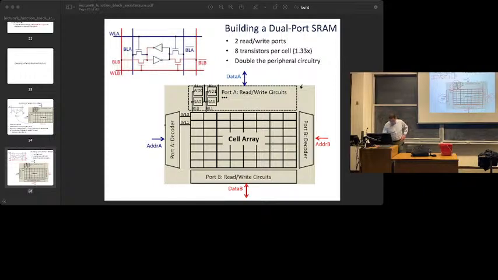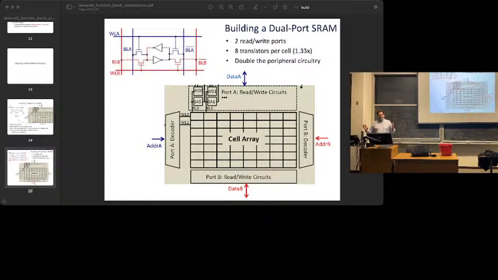It's the area. So the inverters don't really change that much. You do have to check their stability, but usually you can still keep them small. It's basically for every port you add, you're adding these access transistors, and you're creating another decoder, and you're creating another set of read-write circuitry, okay?